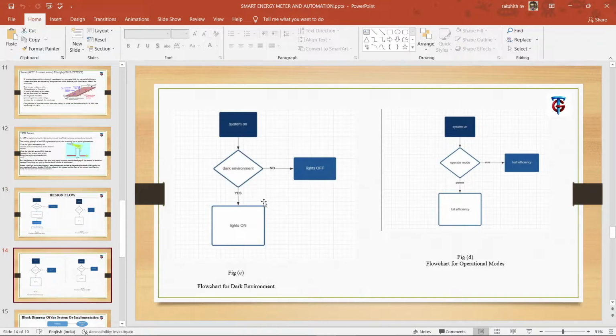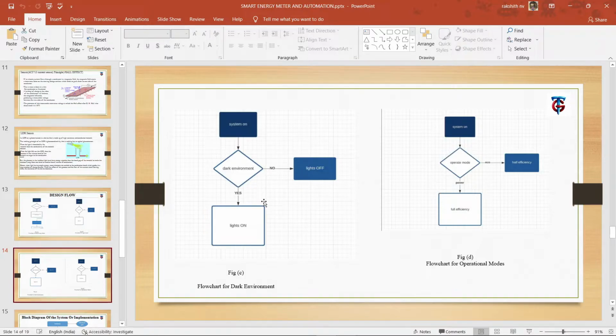And the flowchart for dark environment. So the LDR sensor basically. The system will be turned on. It will be checking for dark environment, where some threshold value will be set. So above that it is dark, and below that it is not dark. So based on the appropriate conditions, lights will turn on and off.